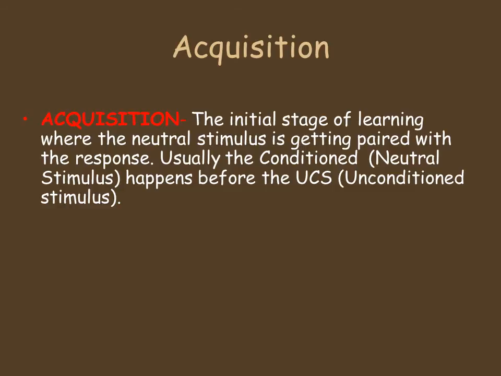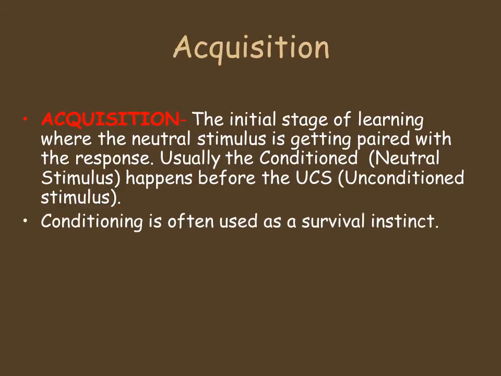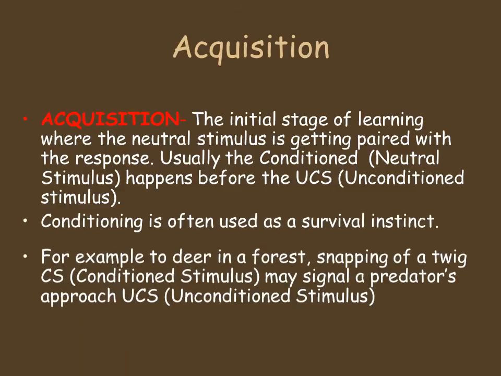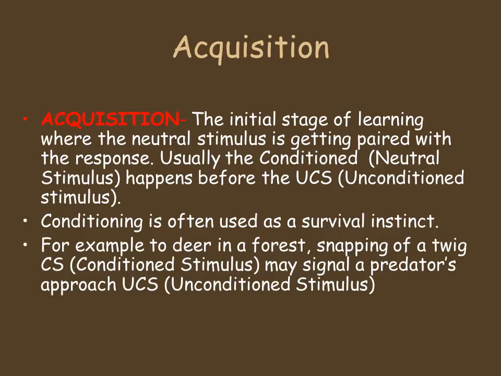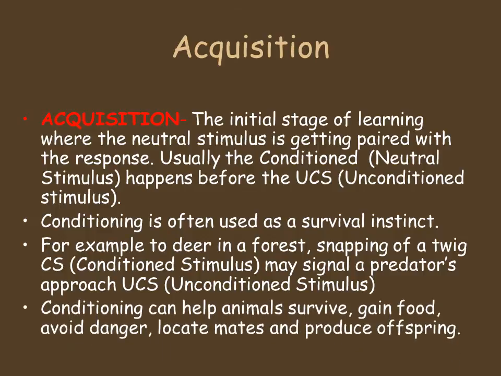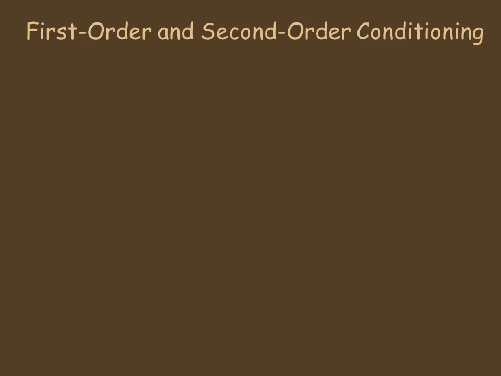Conditioning is often used as a survival instinct. For example, to a deer in a forest, the snapping of a twig, the conditioned stimulus, may signal that something is approaching, a predator's approach, the unconditioned stimulus. Conditioning can help animals survive, gain food, avoid danger, locate mates, and produce offspring.